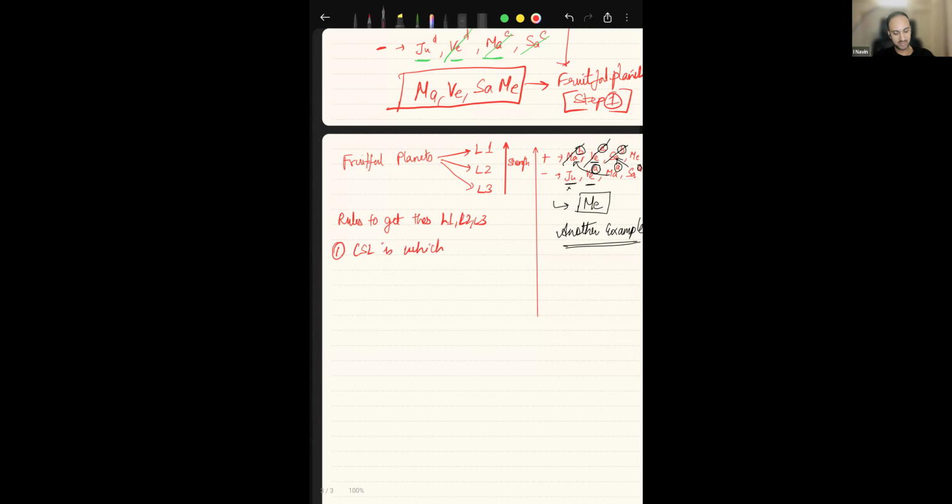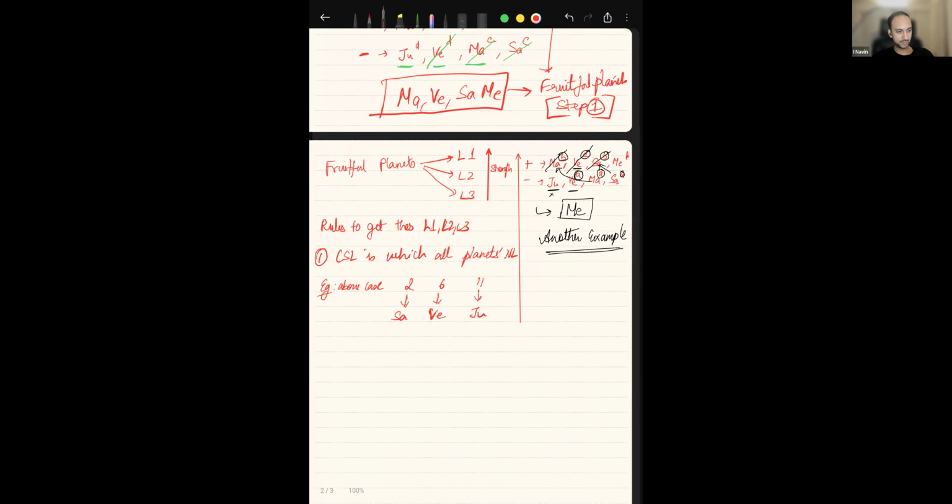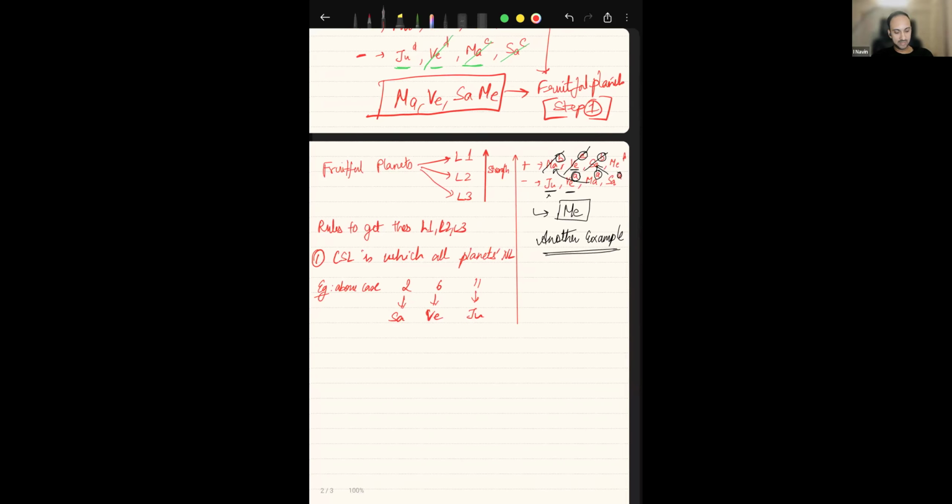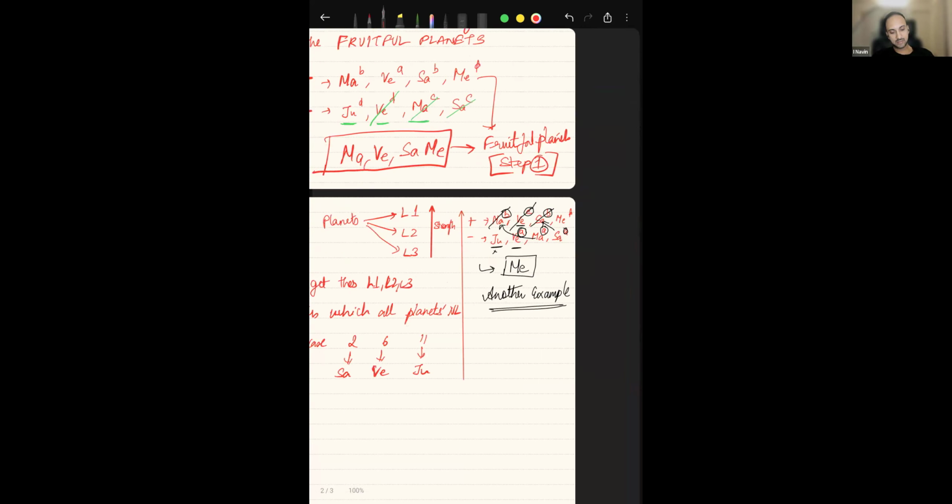First rule is this. The CSL is, which all planets are in the NL. Okay, so for example, in the above case, we have 2, 6, and 11. The 2 cuspal sublord is Saturn, the 6 cuspal sublord is Venus, the 11th cuspal sublord is Jupiter. Correct? So, which all planets are having these as their NL?